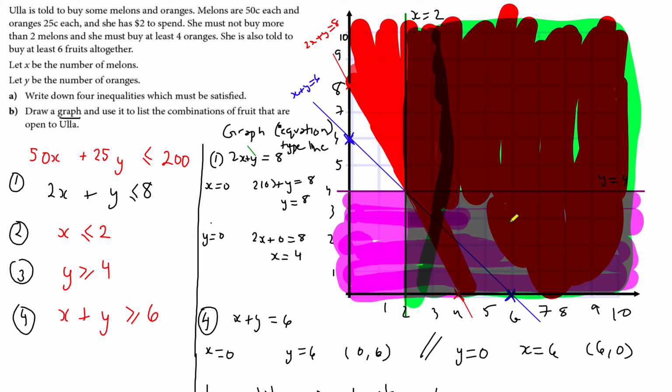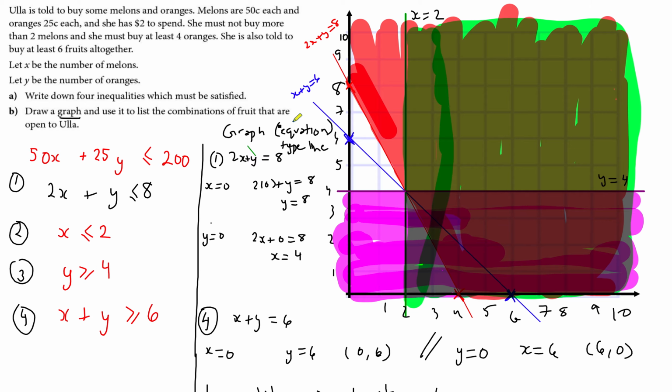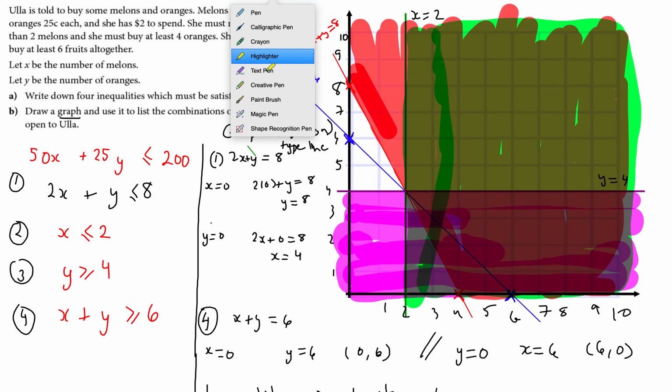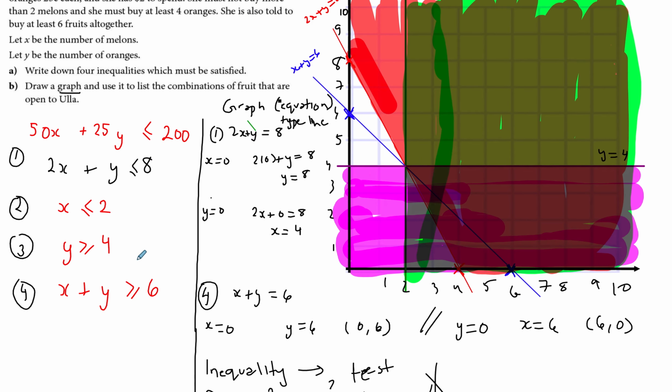I don't need to do all of this, but just to make a point across. Okay, and then I'm left with a very small section. So it's either this section or this section, and it's going to be determined by the last one.